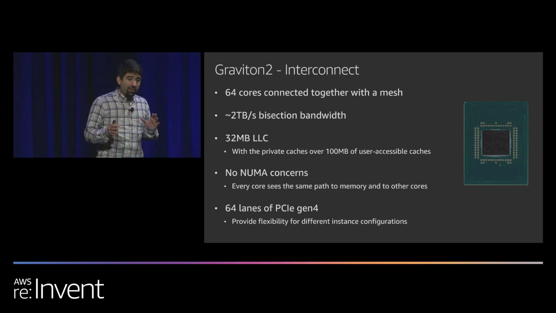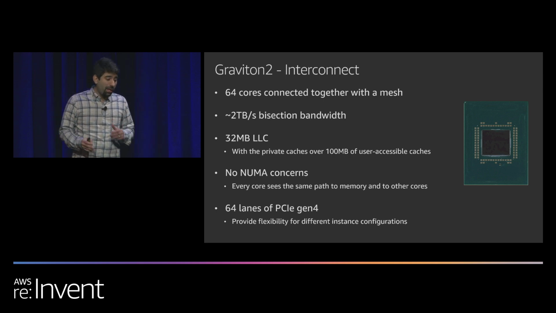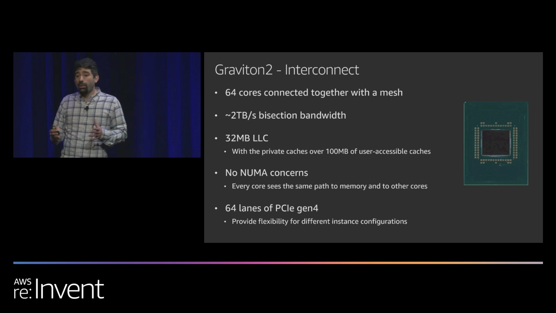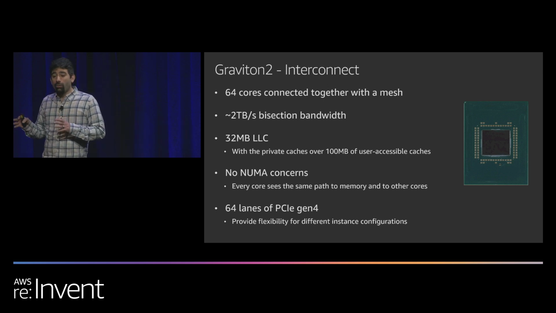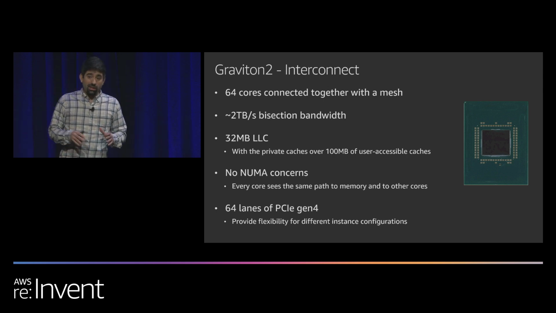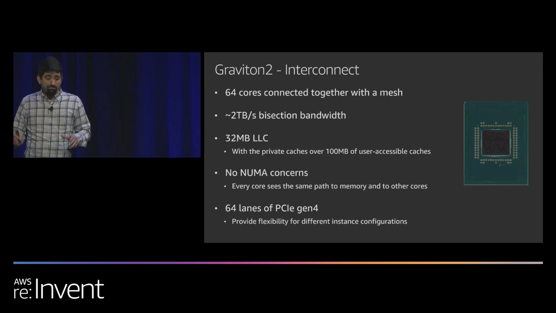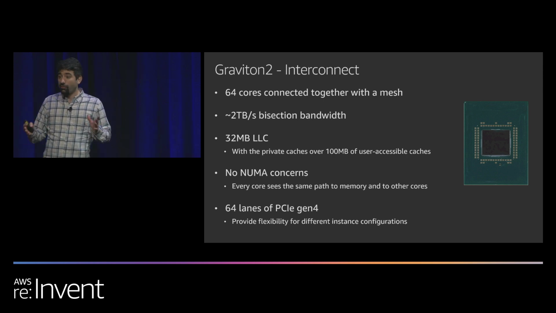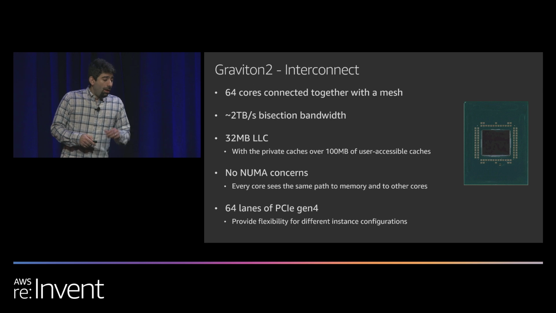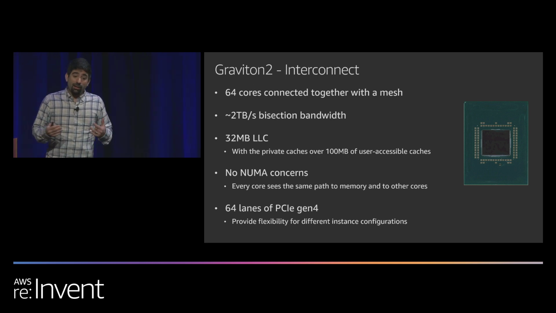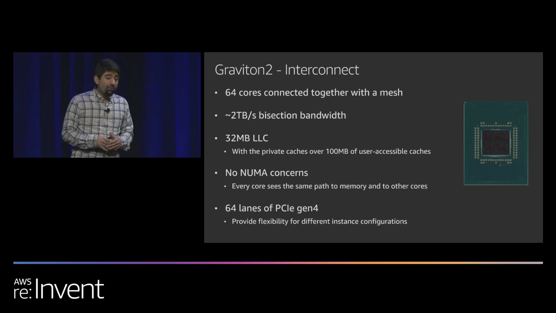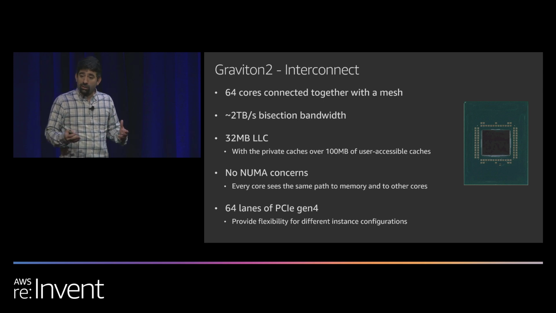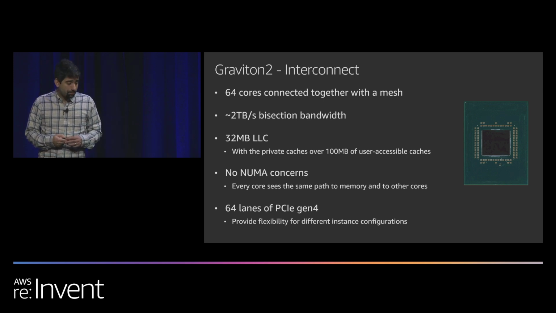Every core sees about the same latency to every other core and about the same latency to DRAM, which means you don't have to worry about where you're going to affinitize a CPU on what cores or where the memory is coming from on those cores. It's all about the same, within a few nanoseconds of each other. We have a 32 megabyte last level cache here. So if we take that last level cache plus the 64 private 1 megabyte caches and the L1 caches, there's over 100 megabytes of cache that's user accessible on this processor.